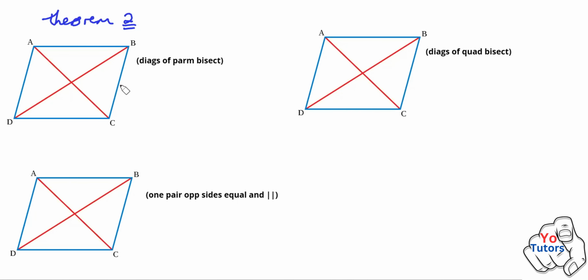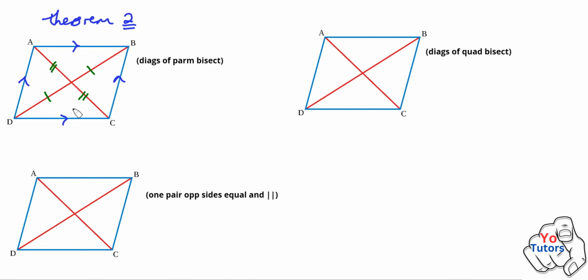Okay. Now let's look at theorem 2. Theorem 2 is saying diagonals of a parallelogram bisect. So when we are given that the shape is a parallelogram, then we can safely say the diagonals bisect.